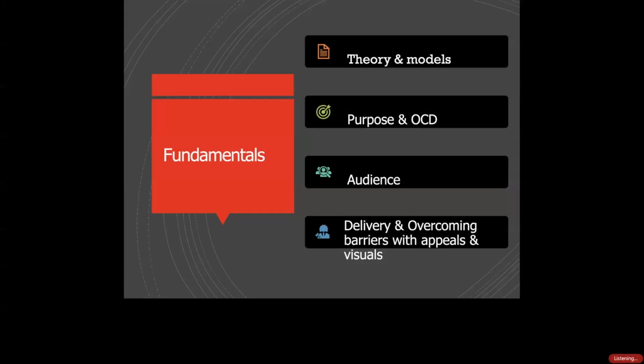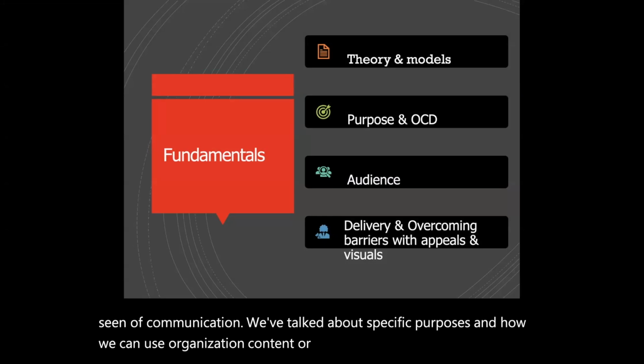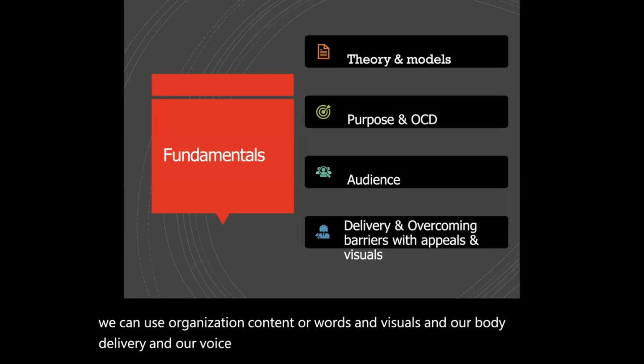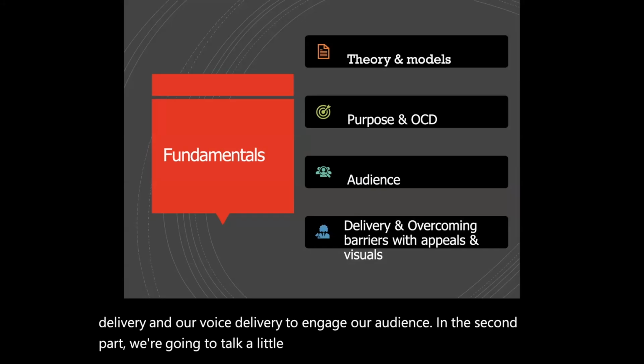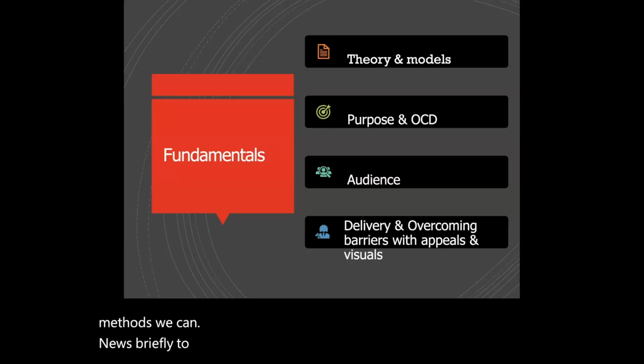Remember that we've covered theory and given you 3 models of communication. We've talked about specific purposes and how we can use organization, content, our words and visuals, and our body delivery and our voice delivery to engage our audience. In the second part, we're going to talk a little bit more about audience and then some methods we can use briefly to understand overcoming barriers with appeals and visuals.